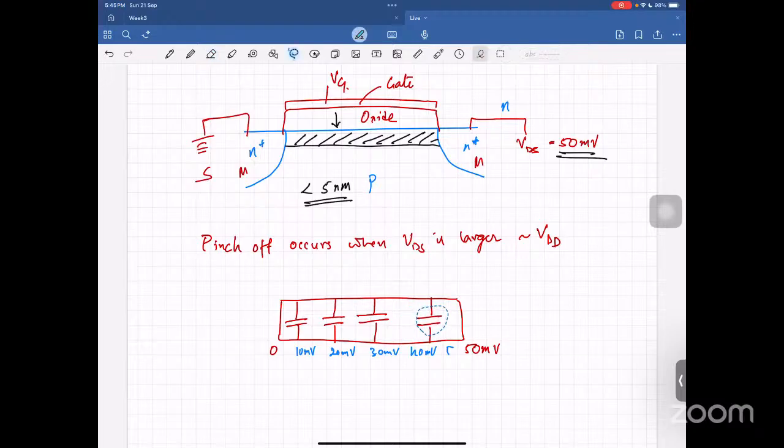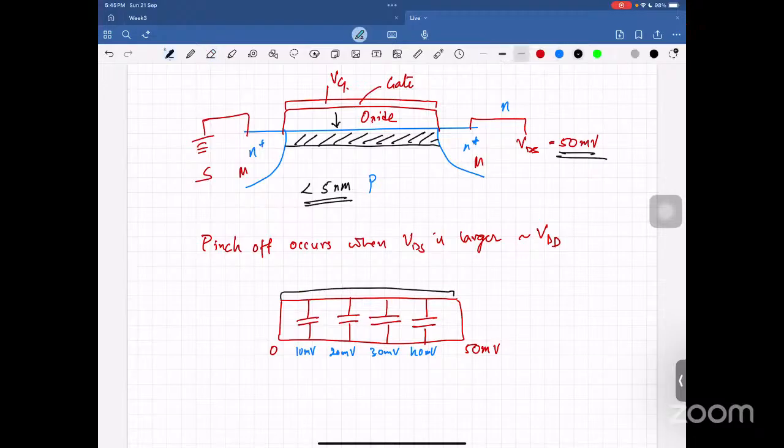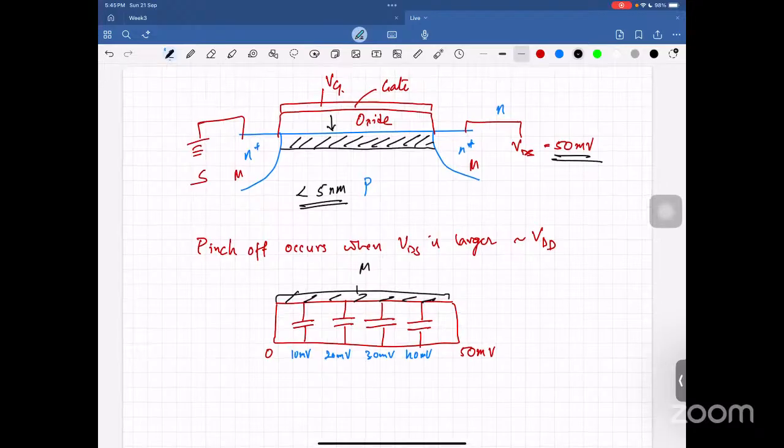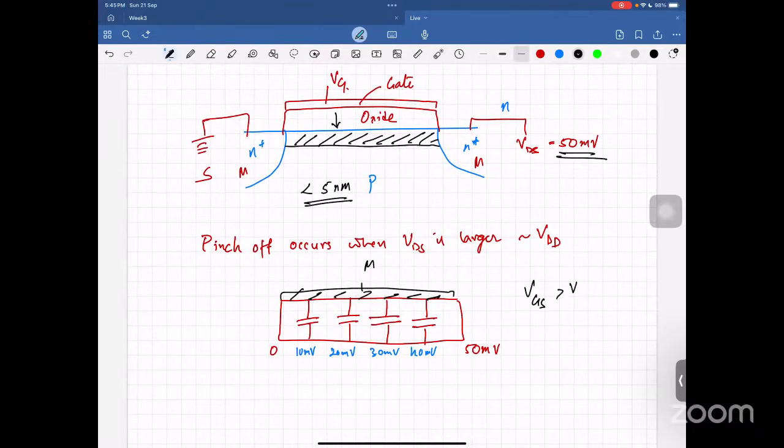Are you with me so far, Sharath? Yes, sir. So what we're trying to say is this voltage is getting distributed across the channel, correct? Yes, sir.